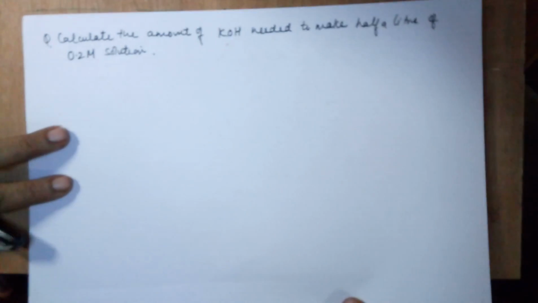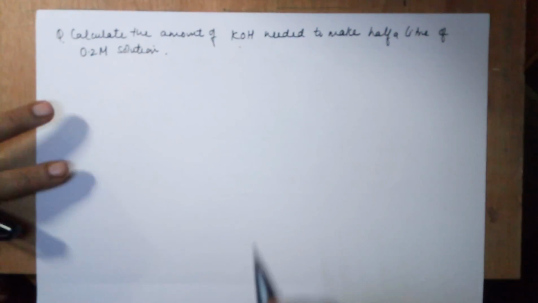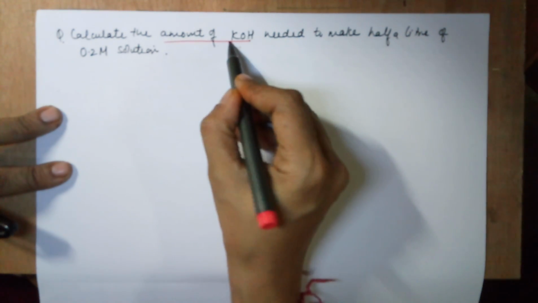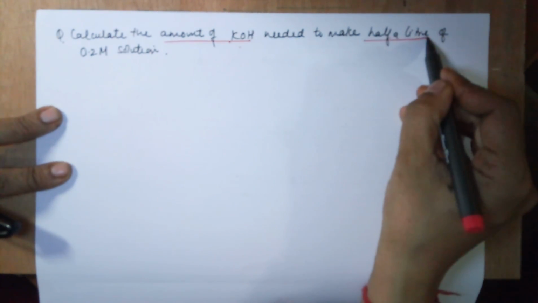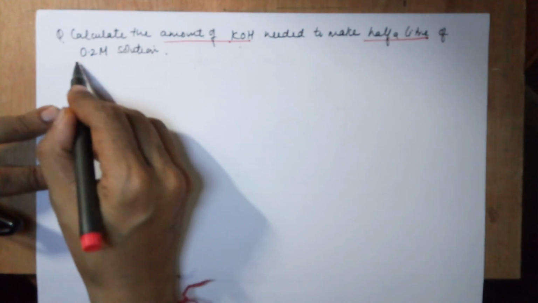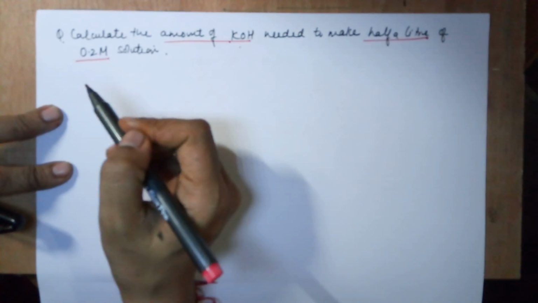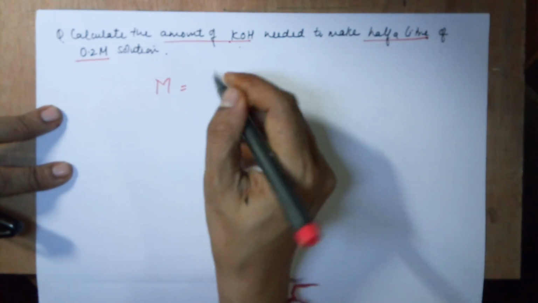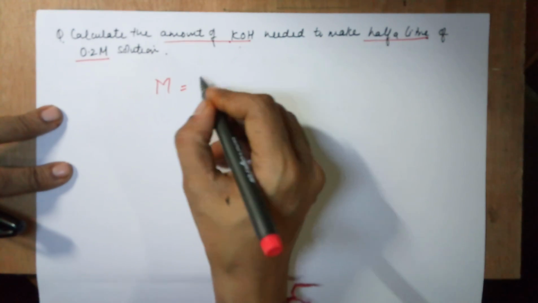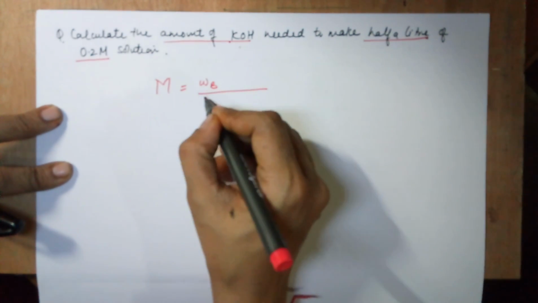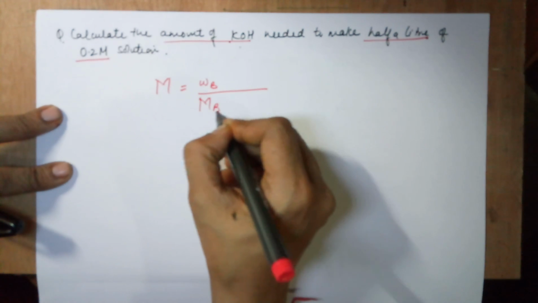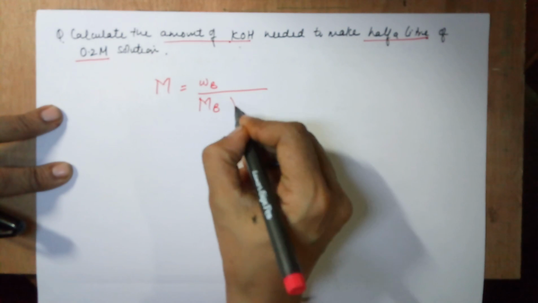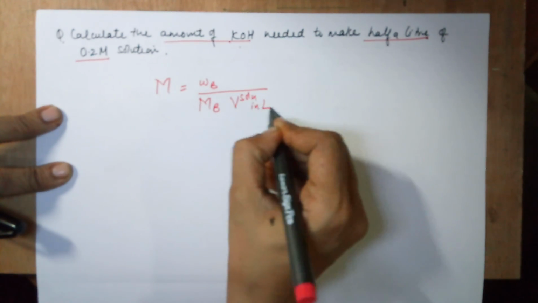I'll be doing one more question for the same topic. You have to calculate the amount of KOH and you're given half a liter of the solution. You're given 0.2 molar, which means your molarity values are given. Whatever said and done, you first need to write the chemical formula for it. Molarity is weight of the solute upon molar mass of the solute multiplied by volume of the solution to be taken in liters.